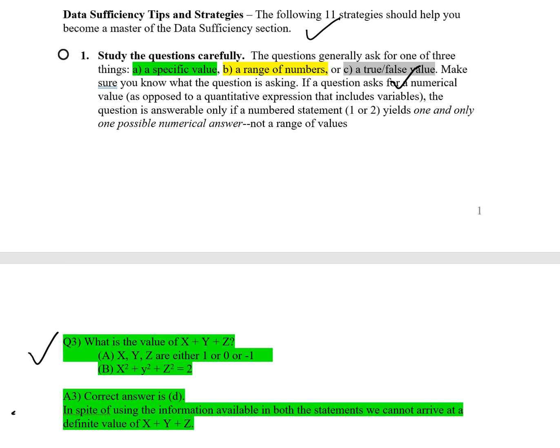So x, y, and z are either 1, 0, or -1. So what does that mean? The value of x can vary like anything. It can have the value 1, it can have the value 2, also it can have the value 0, also the value -3, also the value +3. So the value of x would be very difficult to find from hint A. Hint B: x square plus y square plus z square is equal to 2.